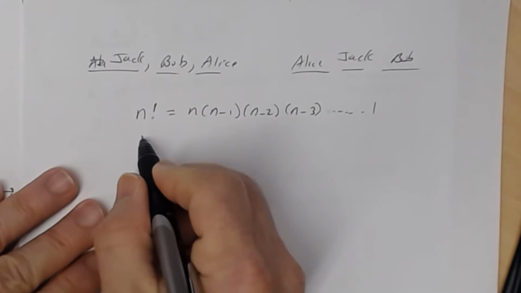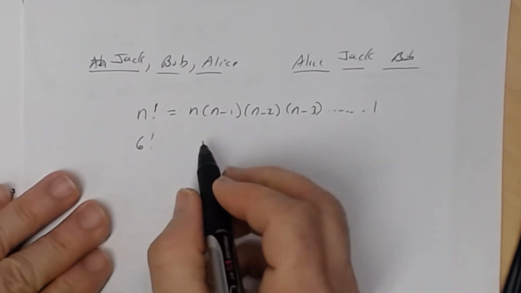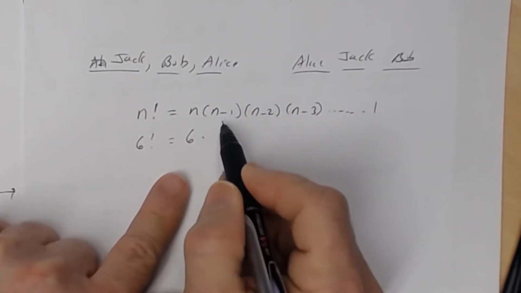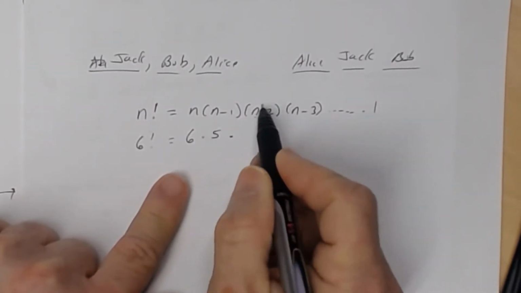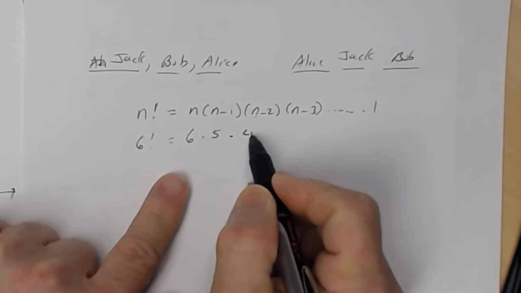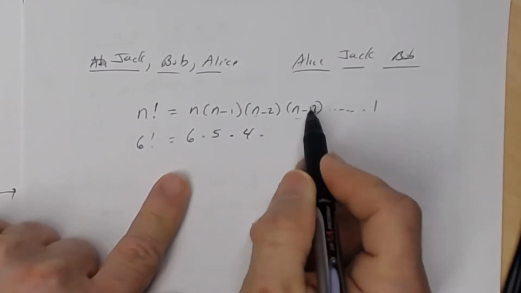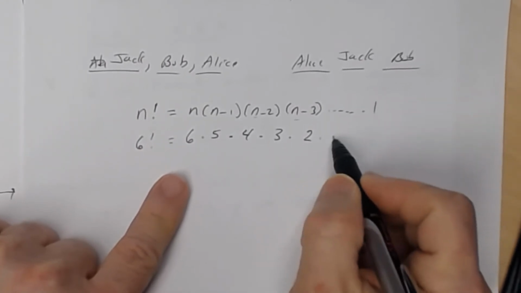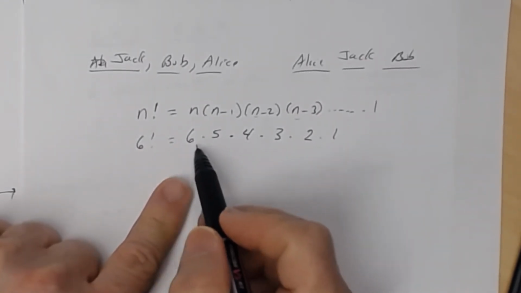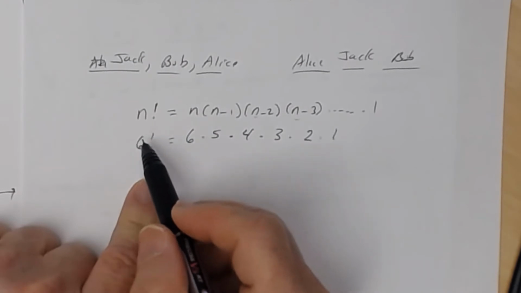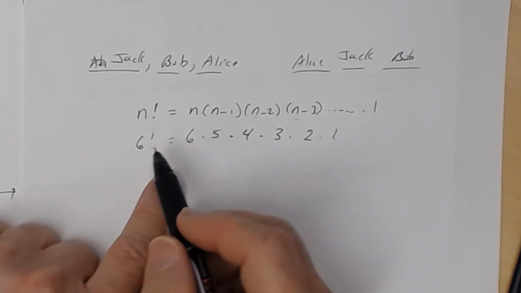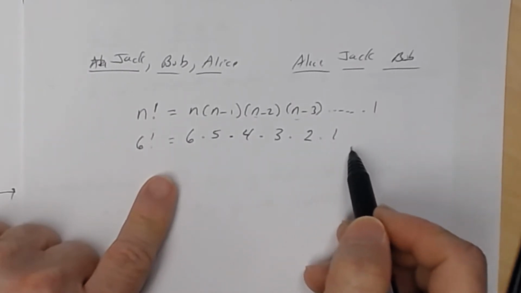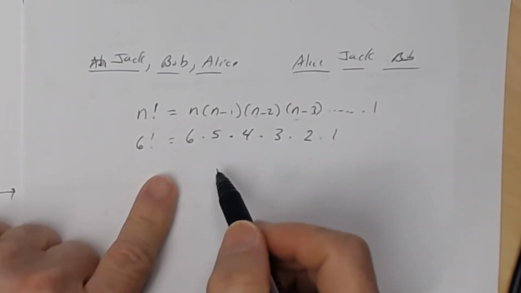So if I had 6 factorial, that would mean 6 times, and what's 6 minus 1? 5 times, and what's 6 minus 2? 4 times, and what's 6 minus 3? 3 times, and what's 6 minus 4? 2, and then finally 1. So if you notice, whatever your factorial is, it's just that number and then all the whole numbers less than that, multiplied together.